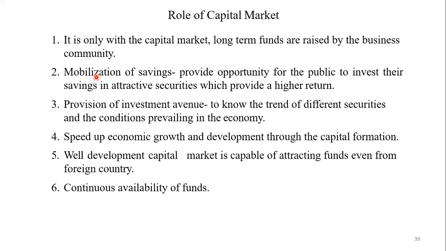Number two, mobilization of savings. There are a lot of savers, but the contribution of each saver is a small portion. Here I can say only 5,000 per month, or 10,000 per month, 20,000 per month. Individually, it is not enough to finance businesses. So the banks, as a middleman, will collect all of the savings from the general public, and those savings will be moved to the capital market.